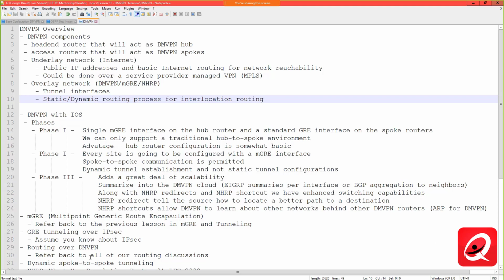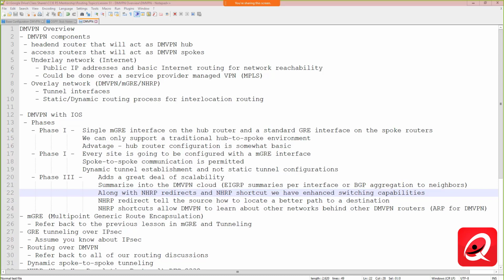We did talk about that in our previous lesson as well, which indicated that direct spoke-to-spoke traffic was going to be able to happen in DMVPN phase 2 and phase 3. And we can see here that that's identified. Spoke-to-spoke communication is permitted here, as well as here. We didn't put that in here specifically, but it's assumed, given that DMVPN phase 3 is the next generation, if you will, of DMVPN phase 1 and phase 2.